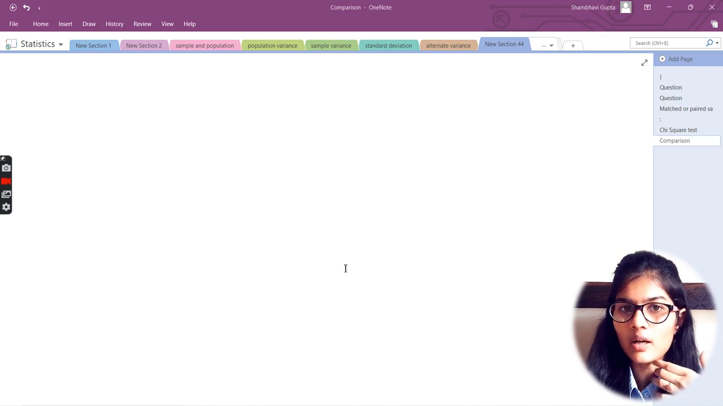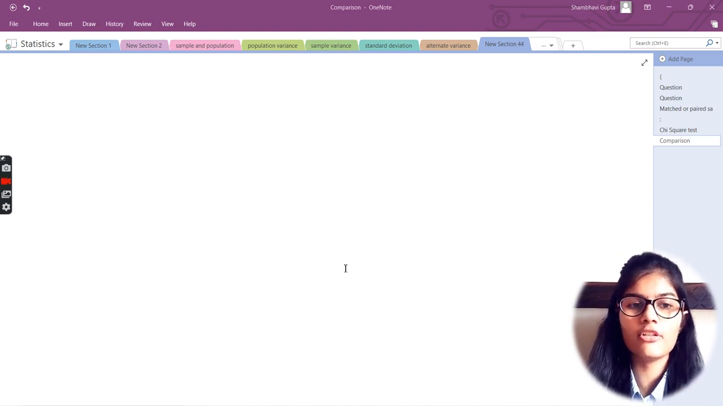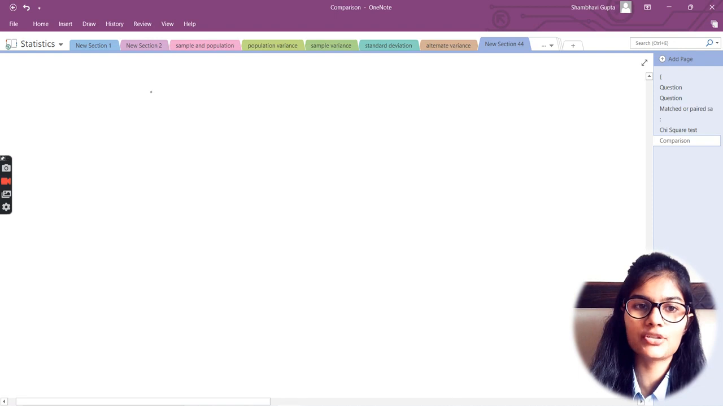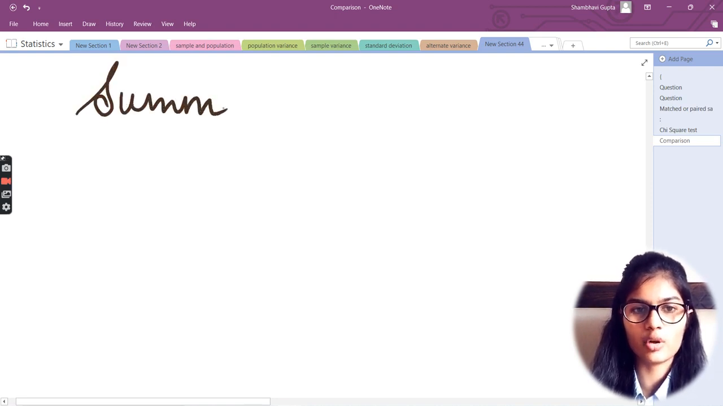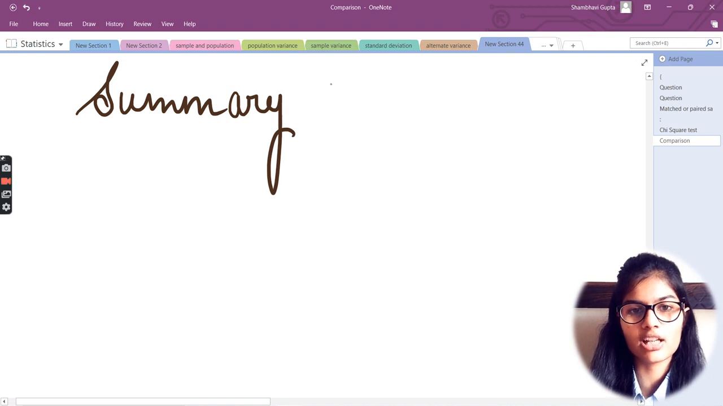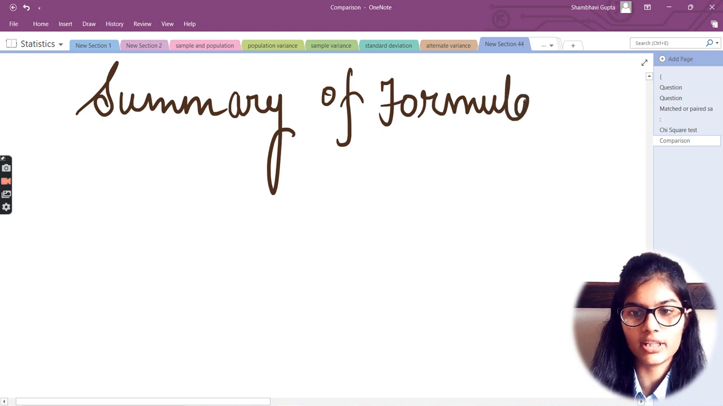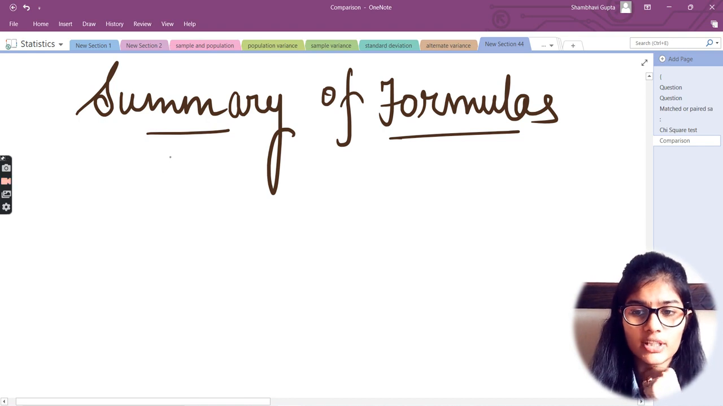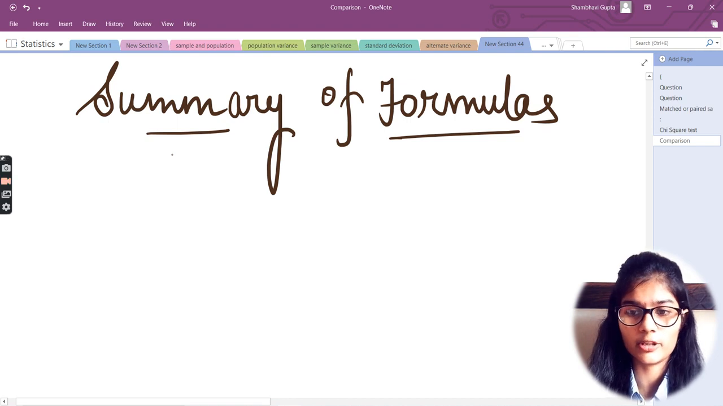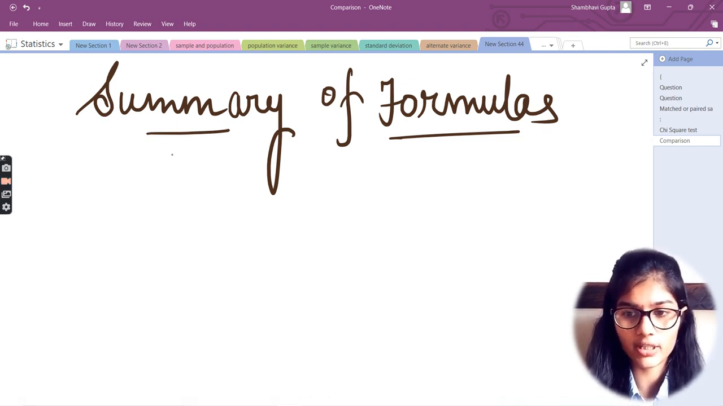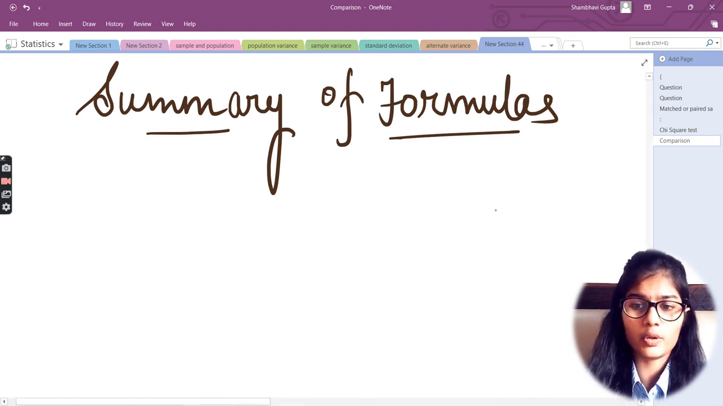So now I'll be discussing the summary of all the formulas which we had seen in this topic, the chi-square distribution, right? So here we go with the summary of all the formulas. Here's my topic, summary of formulas. This is what we are going to study today, a quick summary of the formulas, so that at the time of revision, these quick summaries help us a lot while dealing with the questions.